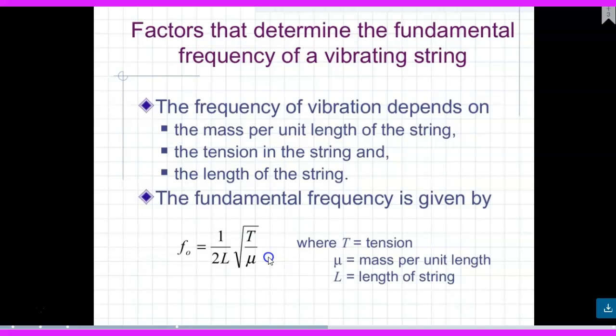Factors that determine the fundamental frequency of a vibrating string. f equals 1 upon 2L root T upon mu. Mu means mass per unit length, T means tension, and L means length of the string. This is the formula for the fundamental frequency of stationary waves.